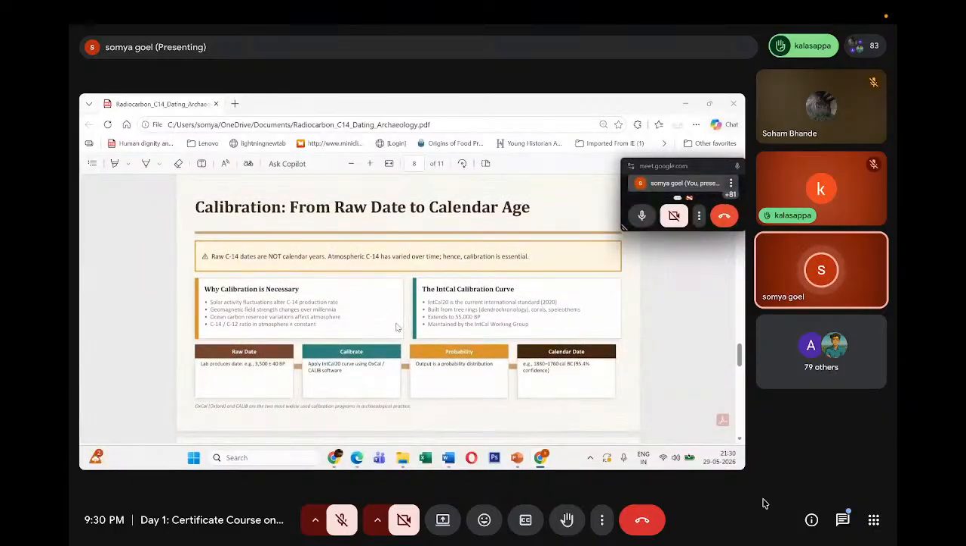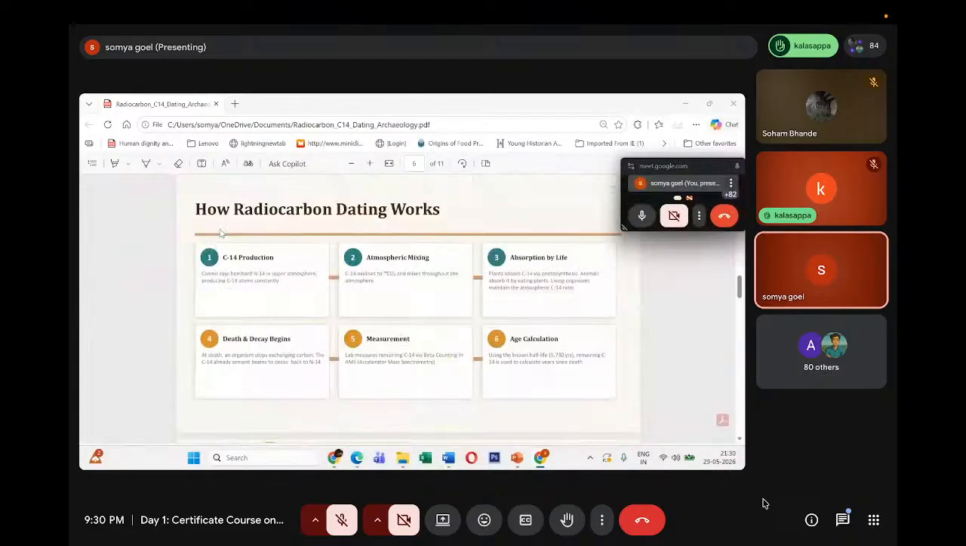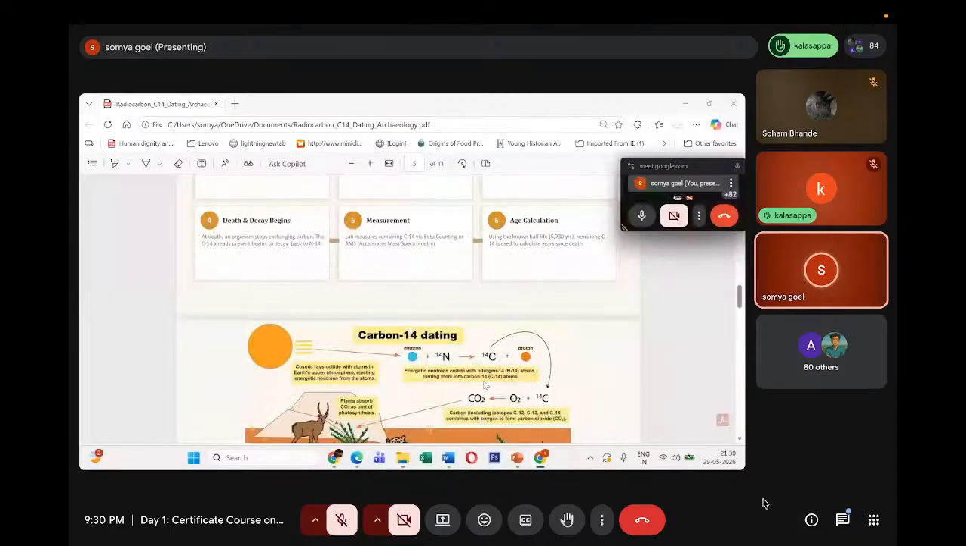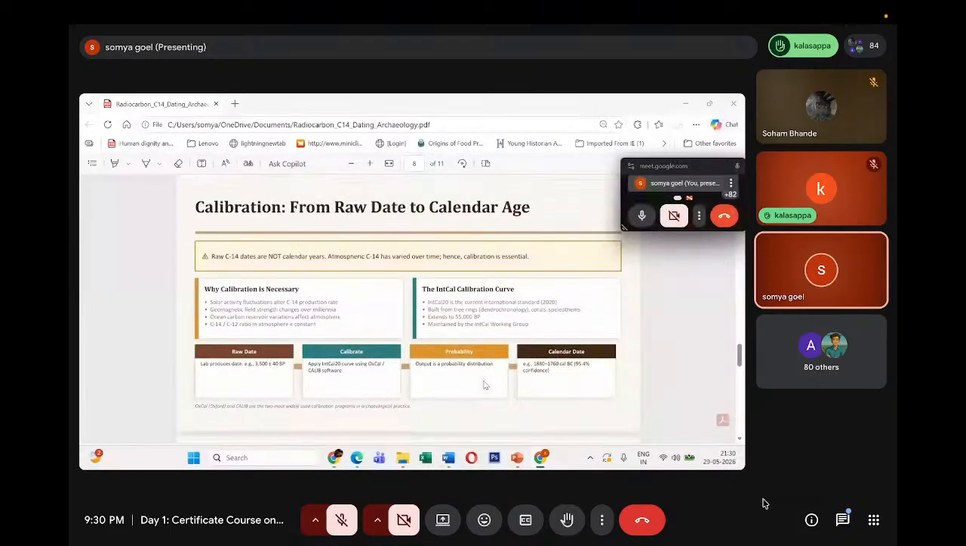Now an important part: if we are looking at radiocarbon dating, we must look at calibration as well. We talked about labs giving us this raw date. We get this date not in proper terms of BCE and AD, but in BP, before present, which is before 1950. So we get these raw dates from these labs. For example, we get 3500 plus minus 40 BP. So this will be our raw date.